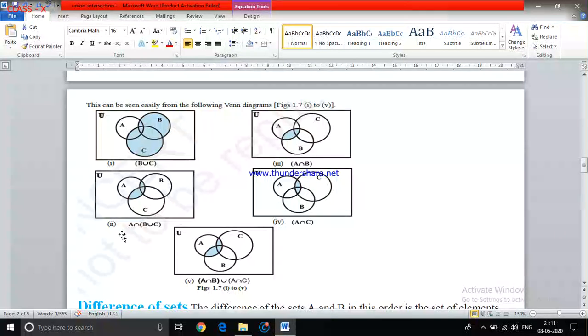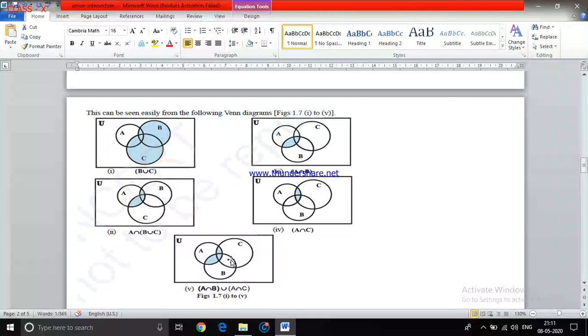Now observe these two diagrams, diagram 2 and diagram 5. Both are giving me the same shaded region. Diagram 2 represents A intersection (B union C), and diagram 5 represents (A intersection B) union (A intersection C). Hence both are representing the same shaded region. So both are equal. Understood? Hence LHS and RHS are equal. That's how you verify the formula by using the Venn diagram.